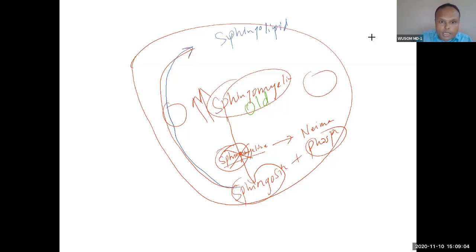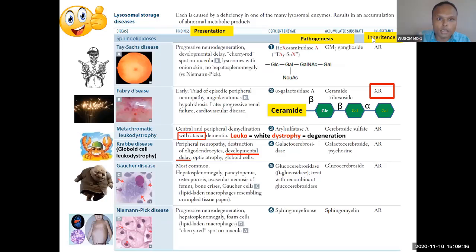But because this is accumulated, it will give this pathway a negative signal. Okay, I am sufficient, don't make it. So ultimately there will be deficiency of new sphingolipid. So if any lysosomal enzyme that catalyzes a particular step is deficient, then paradoxically the product will be deficient because of negative feedback. So we will see this in the disorders.